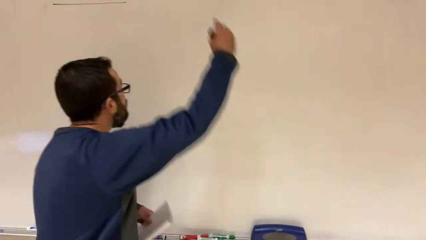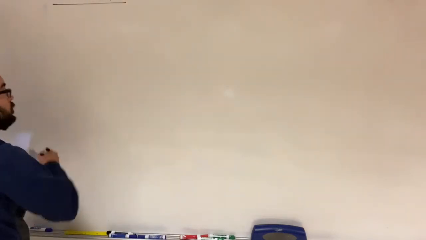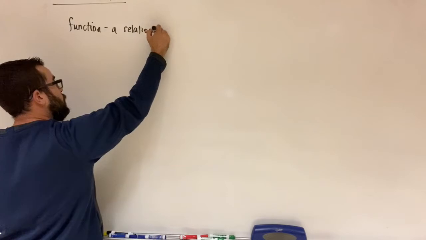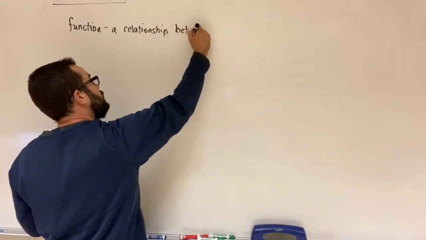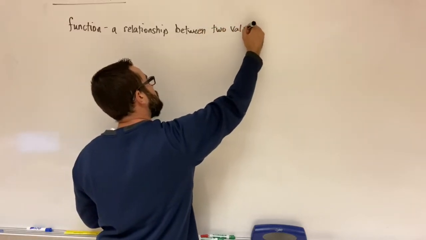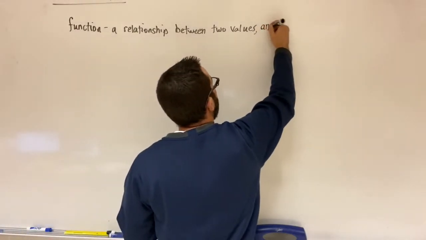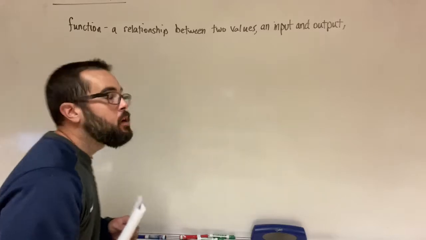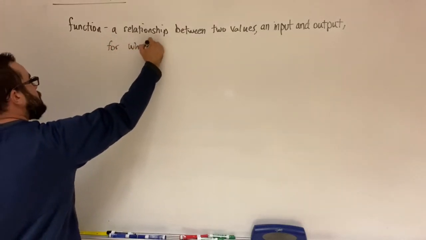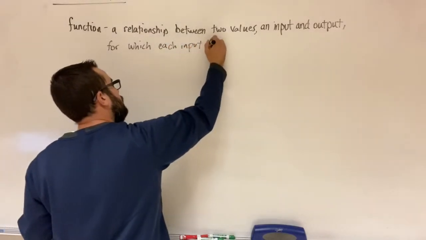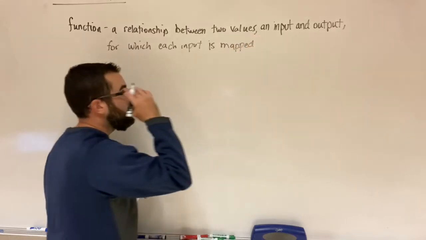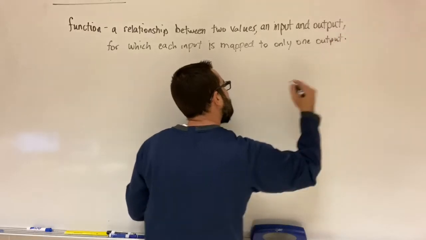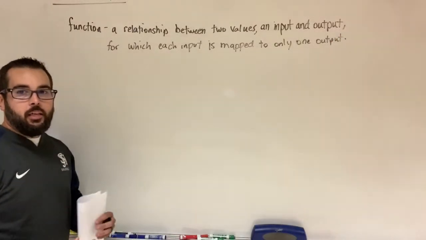So a function, let me write this up here. A function is a relationship between two values, an input and output, for which each input is mapped, or is paired is another word, is mapped to only one output. All right, so that's a big lengthy mouthful of words.